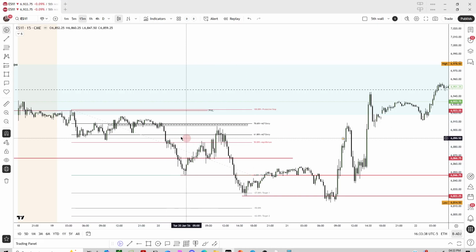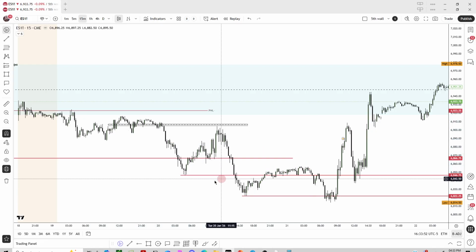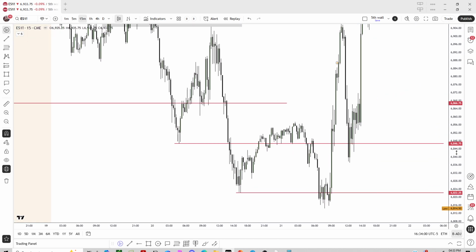And here we go. Another optimal trade entry short. 61.8. Short into target 1. And it ran that low. Intraday low. London low. And it didn't really do much.